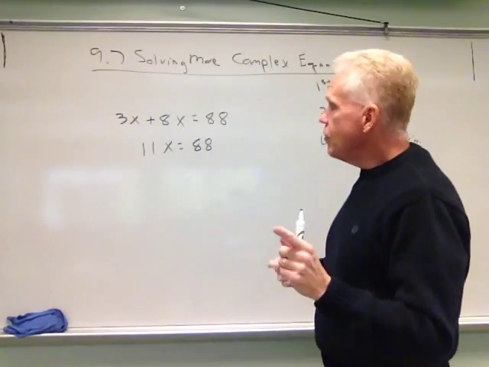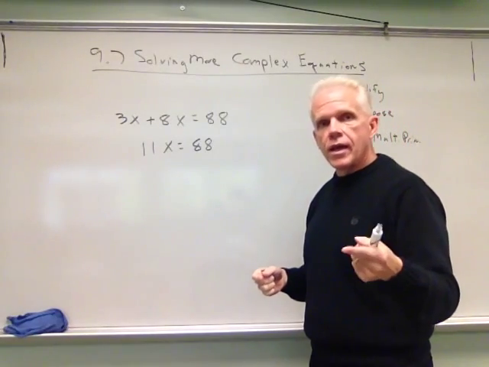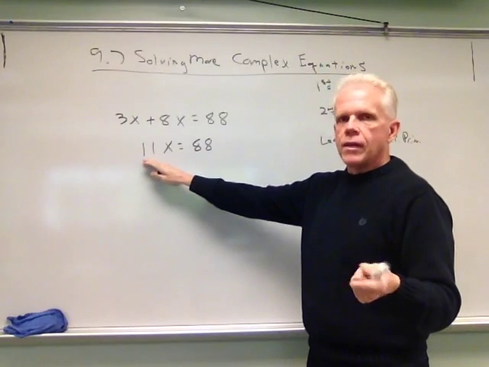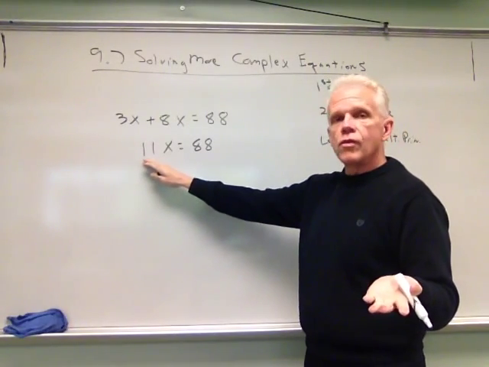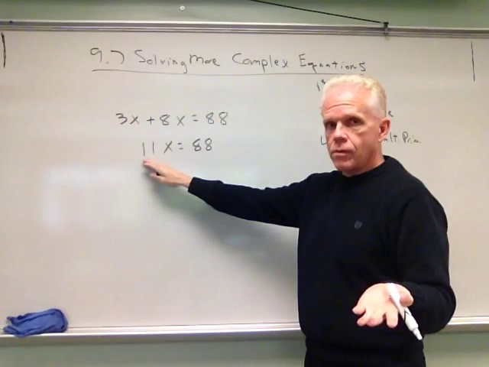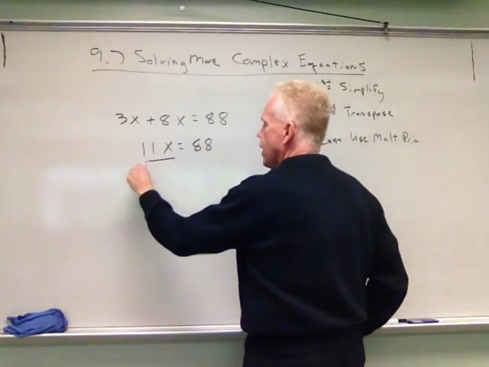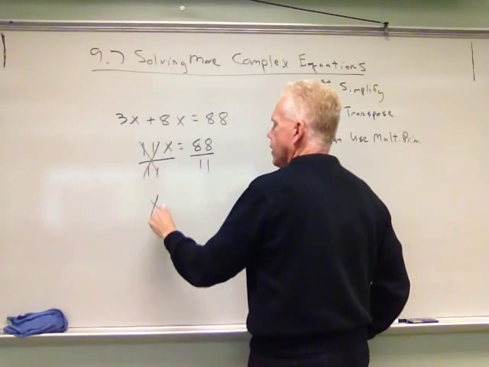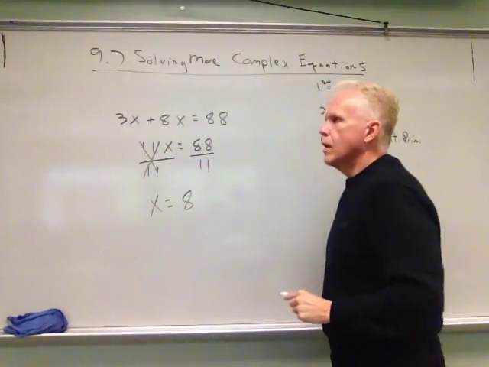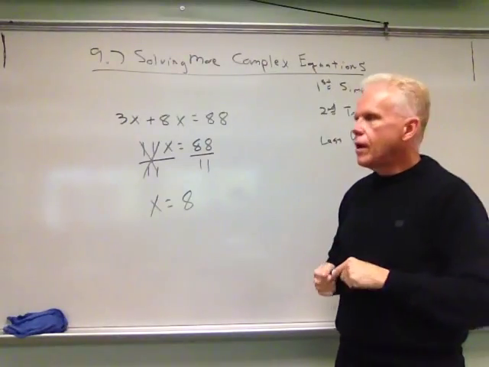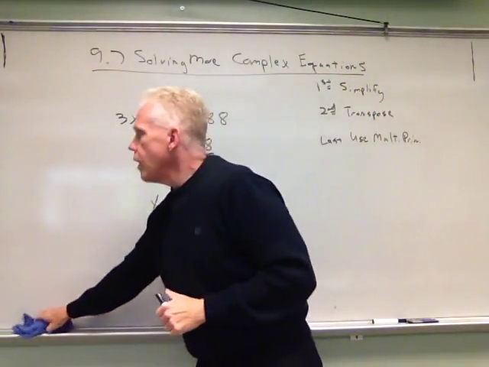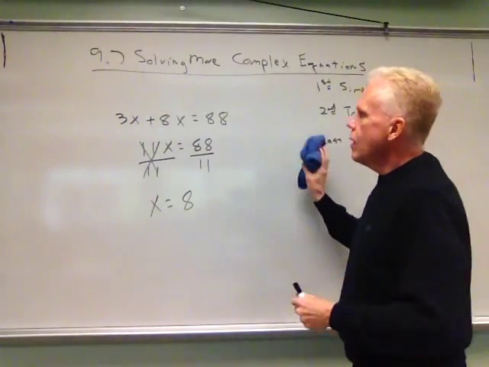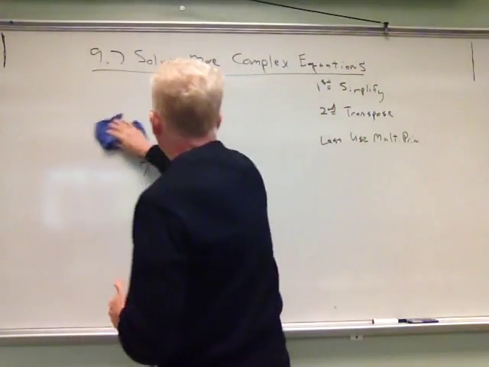So my big issue, remember the goal is to isolate x. My big issue in isolating x is that 11. That 11 is a coefficient, so I'm going to use the multiplication principle to divide it off. So I'll divide this side by 11 and divide this side by 11. Cancel out, get x equals 8. Okay, so there's another quick example of solving. All right, let's move to another.